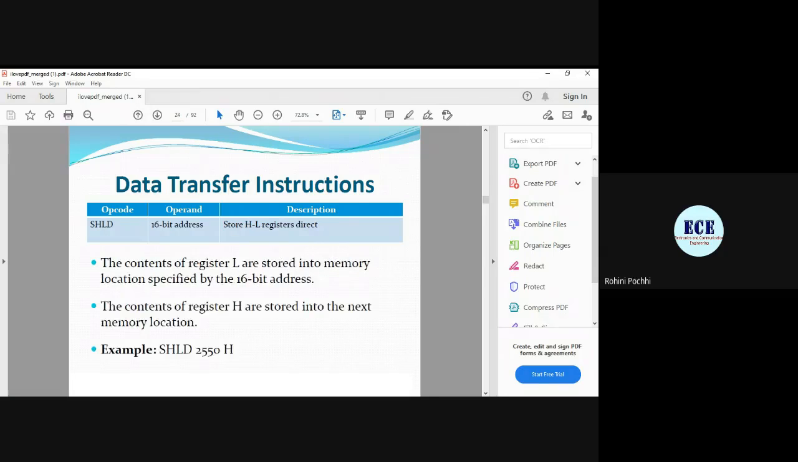Now, SHLD is the opcode. Operand is 16-bit. Store HL register data directly. The content of register L is stored into the memory location specified by the 16-bit address. The content of register H is stored into the next memory location. Here is the example, which you can see on your screen.